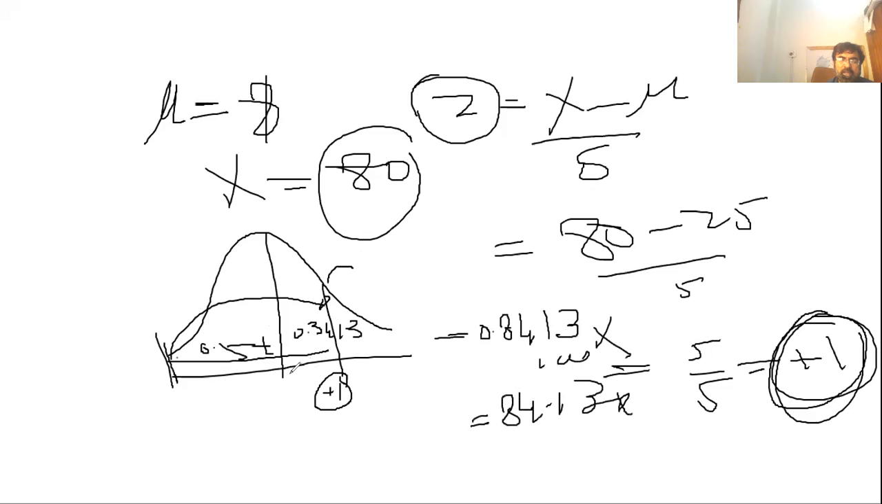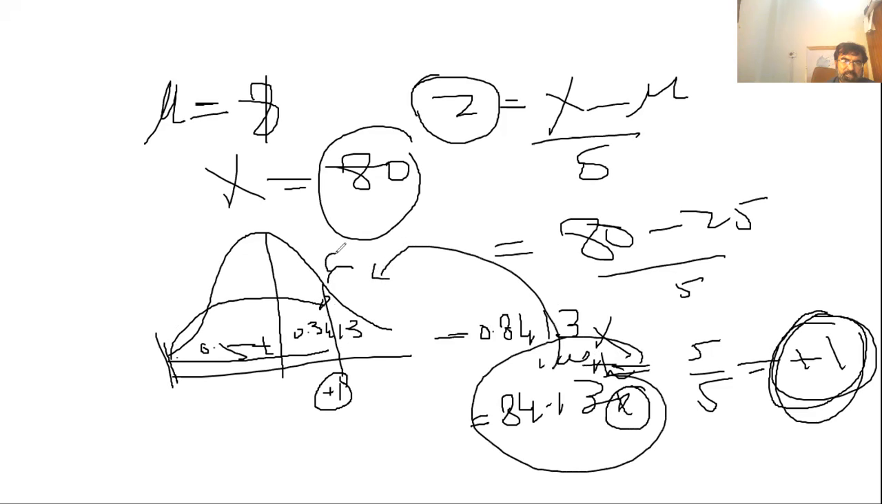84.13%. So the person who is having a score of 80 and his z-score is plus 1, the area that he has covered up to this point is 84.13%. Just delete the percentage sign and put the TH sign. That will give you the percentile. So this person is having 84.13 percentile. This is an easy way to calculate the percentile from x, mu and sigma when z is not given.